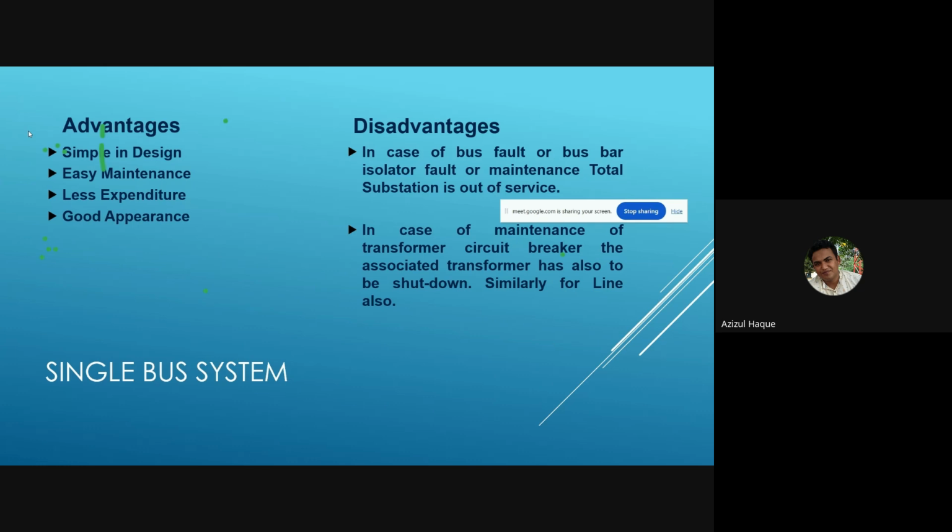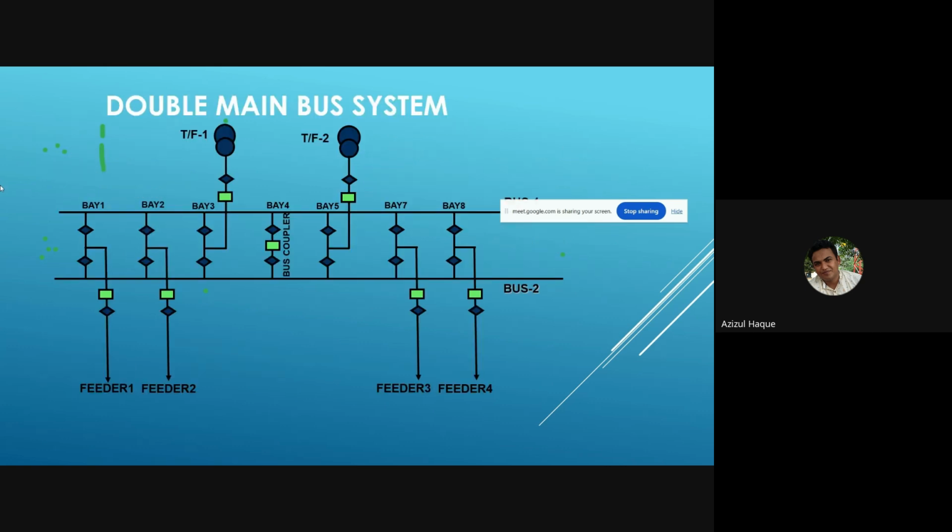Go to next. Next slide. Here it is double main bus system. Here the arrangement is slightly different. We have two main buses, bus 1 and bus 2.